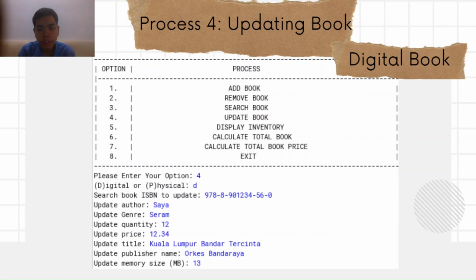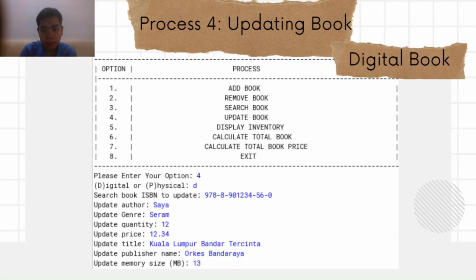Just like the physical book, for the digital book, after entering option 4, the user needs to choose between either digital or physical that they want to update or alter or manipulate. Now, after choosing D for digital, the system prompts the user to enter the ISBN of the book that they want to alter. After the user enters the ISBN of the digital book, they can update the author of the book, the genre, the quantity, the price, the title, publisher name, and the memory size of the book. So that's all for process 4.